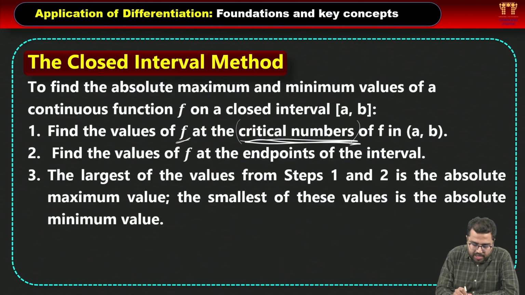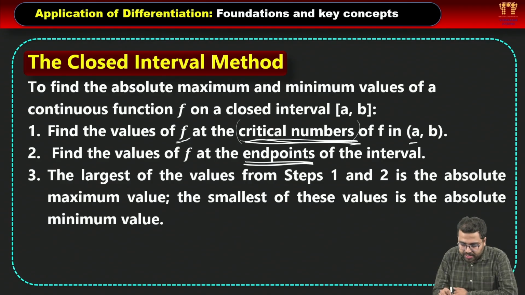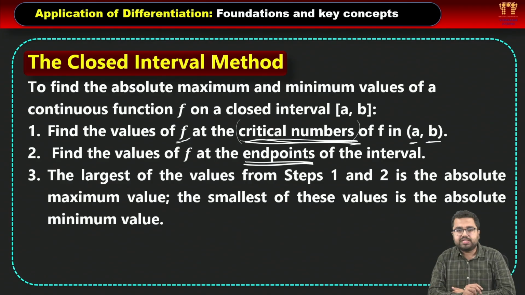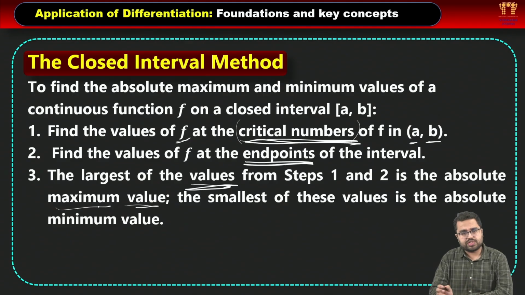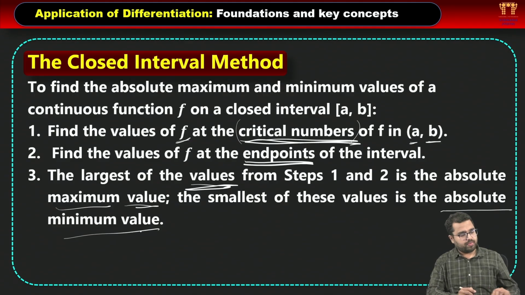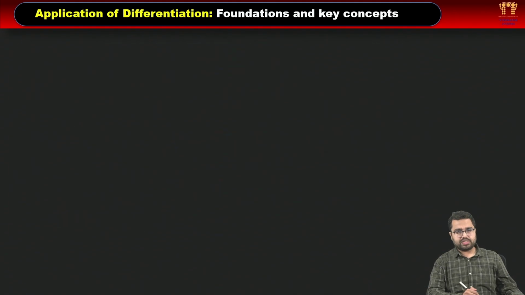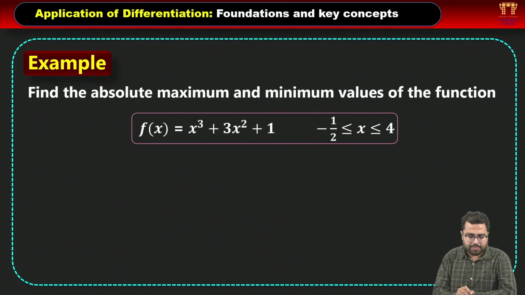Next you have to find the values of f at the endpoints of the interval. What are the endpoints here? A and B are the endpoints. So basically you have to find the function values at the critical numbers and at the endpoints. Then you have to compare all the values. The largest among the values from step 1 and step 2 is the absolute maximum value, and the smallest of these values is the absolute minimum value. With one example it will be clear what you have to do, so this example is given.